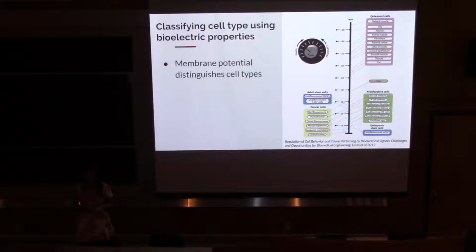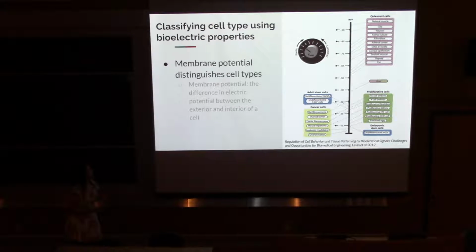So it turns out that different cell types can be distinguished based on their membrane potential. So for example, looking at this image, we can see that highly proliferative cells, such as embryonic stem cells, have a membrane potential of around -10 millivolts, while cells such as neurons can be characterized by a membrane potential around -70, -80 millivolts. So what is membrane potential?